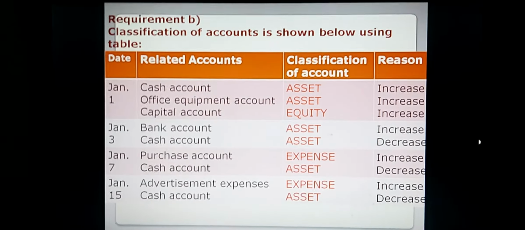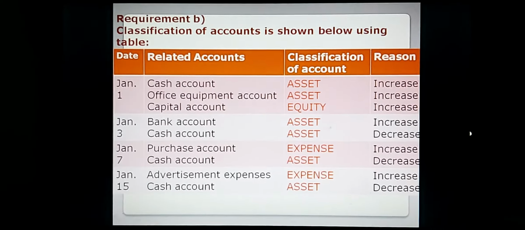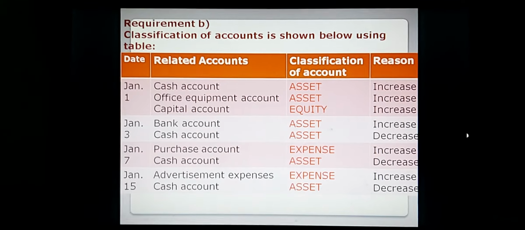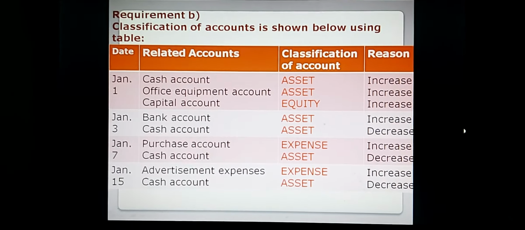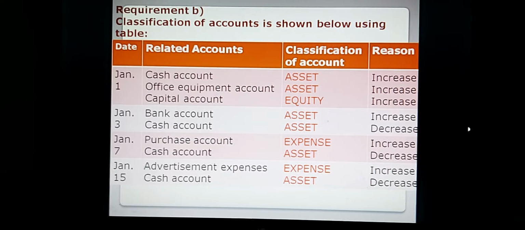January 3, deposited into bank or open an account by depositing taka. In this transaction, 2 accounts are related: bank account, another one cash account.